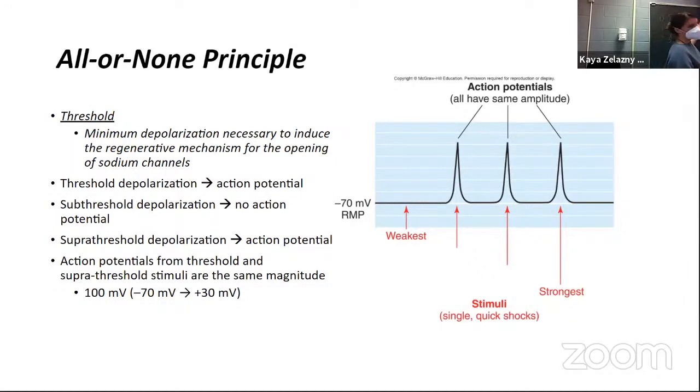And that's really why we bother talking about the all or none principle, is because our graded potentials do vary in magnitude. They can be bigger or smaller. We could describe them as threshold, sub-threshold, or suprathreshold depolarization, but none of those terms would make sense to describe an action potential because it just exists or doesn't exist. And that's it.